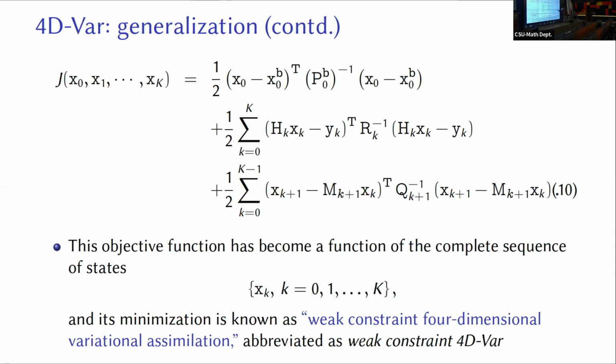So here you can see the dynamic equation, or the innovation x_{k+1} minus M_k x_k, appearing also in the cost function, okay? And then it's a function of the complete sequence, and the minimization is known then as weak constraint 4D VAR. So the weak constraint is when we include model error, okay? So just to say, okay, it's not enough.